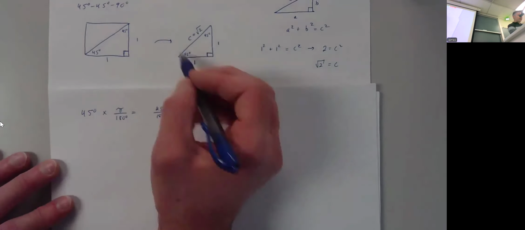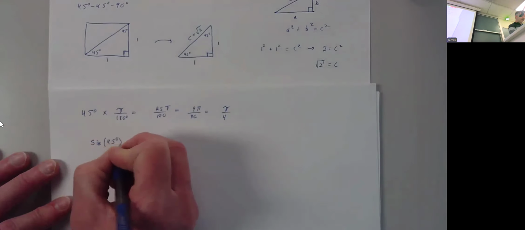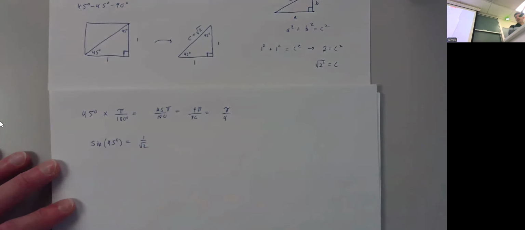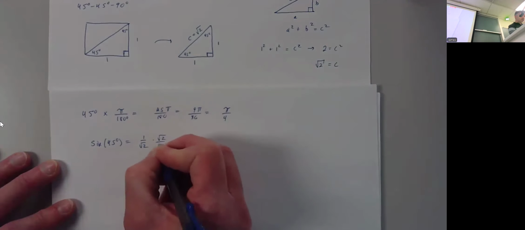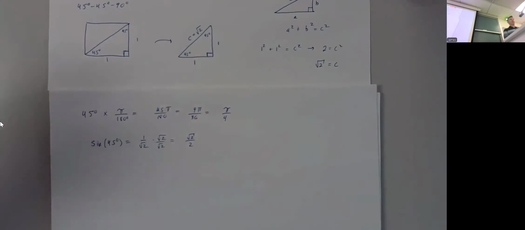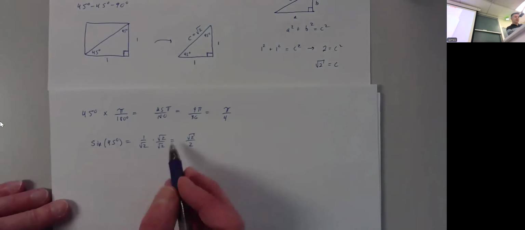Now looking at this triangle, we're going to evaluate sine of 45 degrees and get 1 over root 2, which we should rationalize as root 2 divided by 2, by multiplying the top and bottom by the radical in the denominator. Root 2 times root 2 is just 2, because it's the square root of 4, and then the top is root 2.